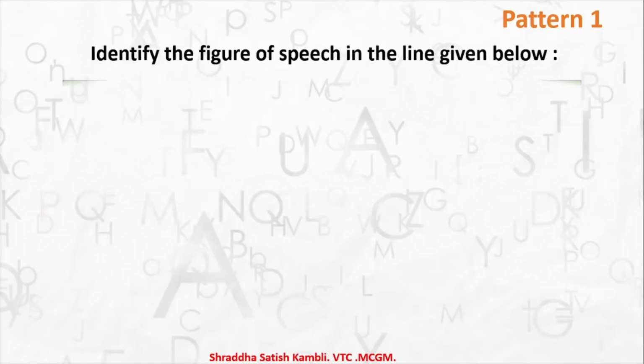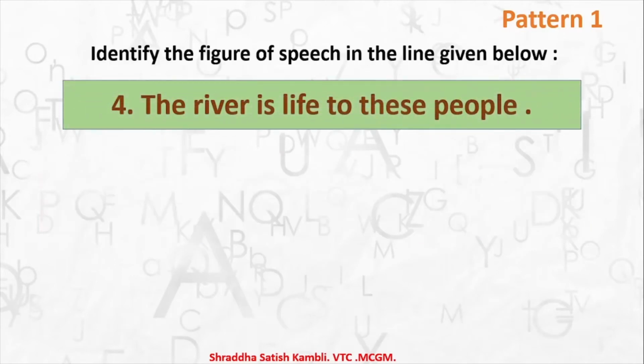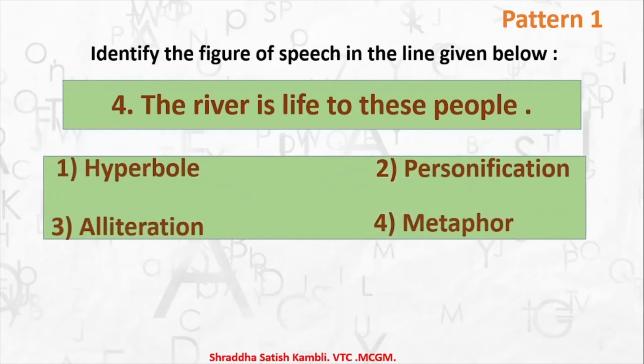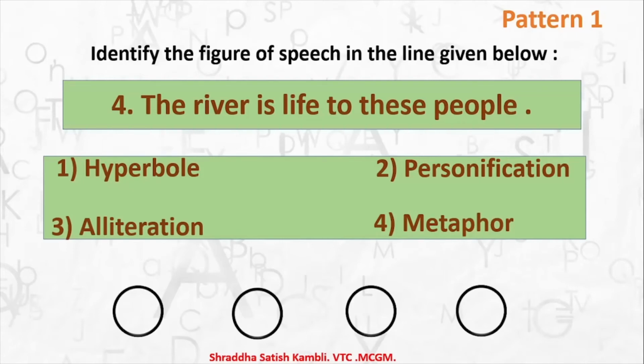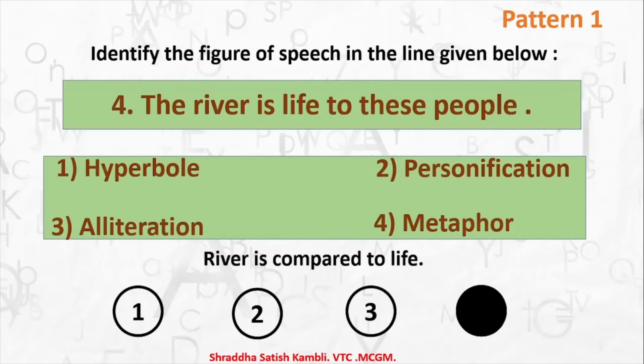Moving on to question 4. The river is life to these people. So what is the figure of speech here? Is it hyperbole, personification, alliteration, or metaphor? So the river is life to these people. So what is happening here? It is answer number 4, because river is compared to life. The river is life, they say. So river is being compared to the life.